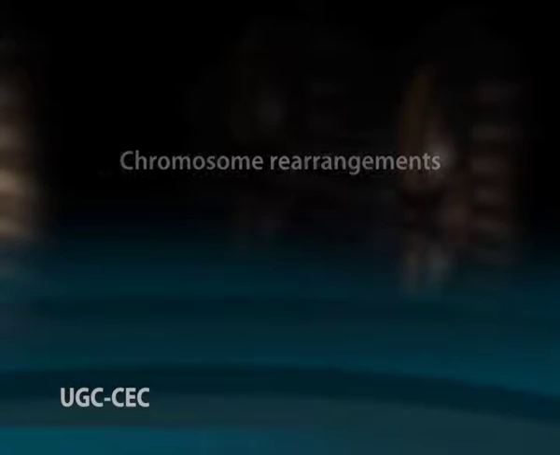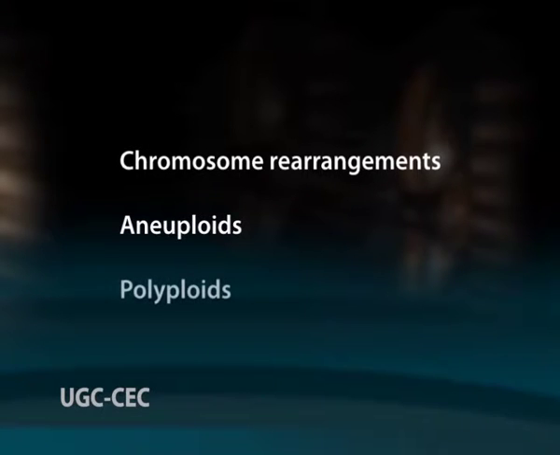Chromosome mutation can result in changes in the number of chromosomes in a cell or changes in the structure of a chromosome. Unlike a gene mutation, which alters a single gene or larger segments of DNA on a chromosome, chromosome mutations change and impact the entire chromosome. Chromosome mutations can be grouped into three basic categories: chromosome rearrangements, aneuploids and polyploids.